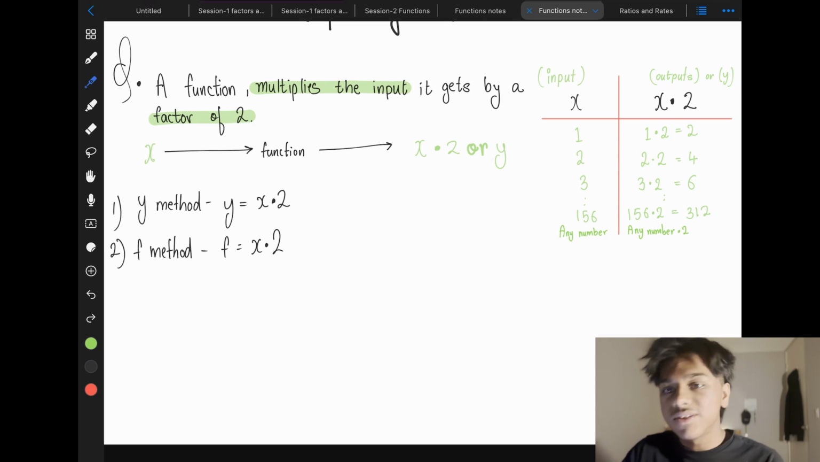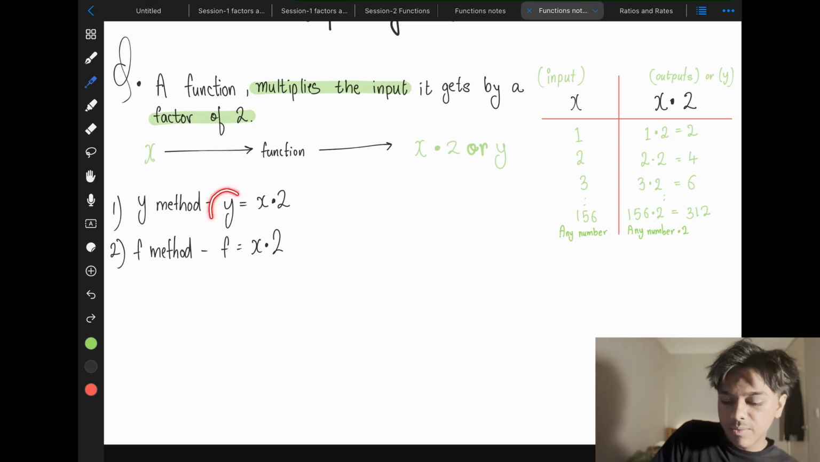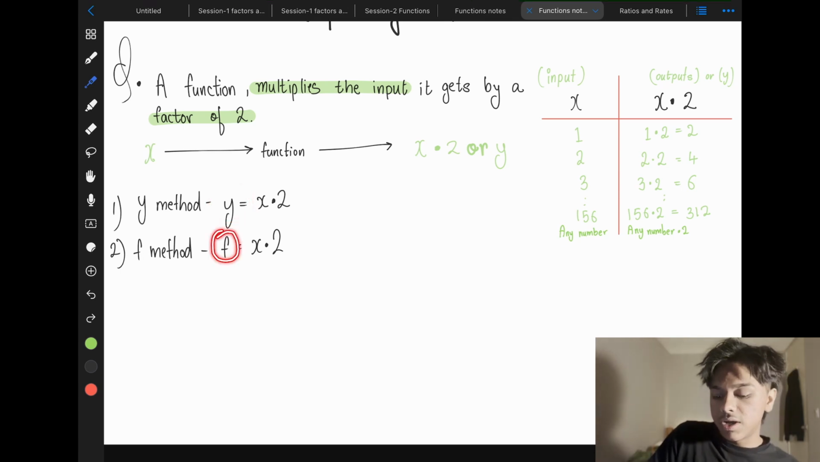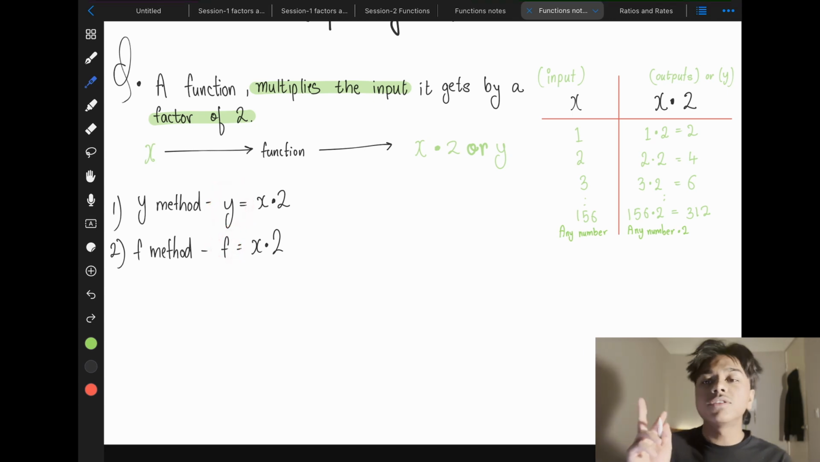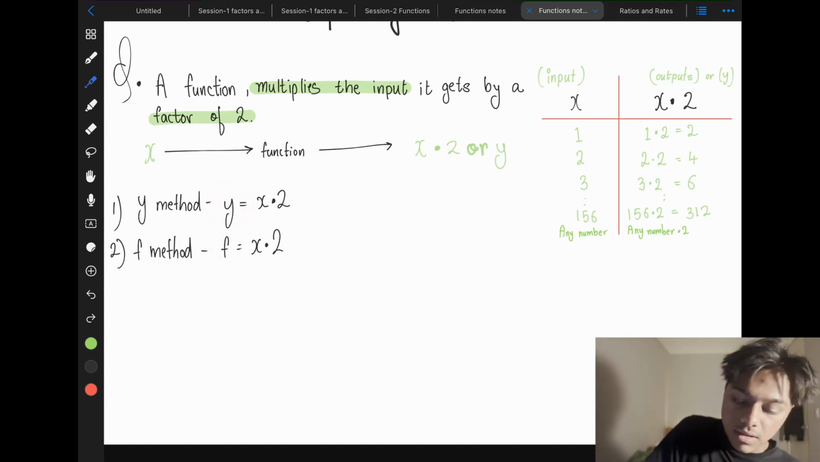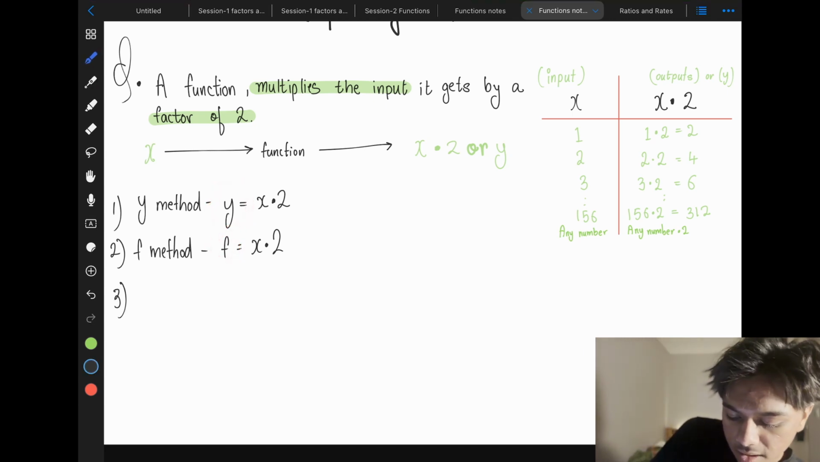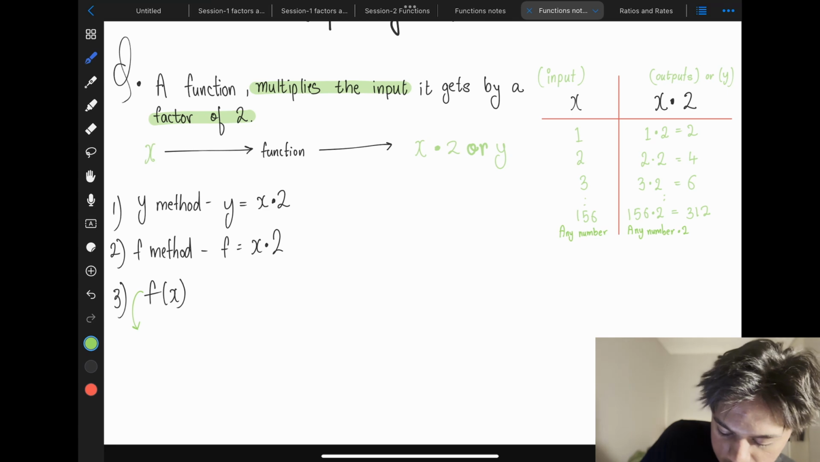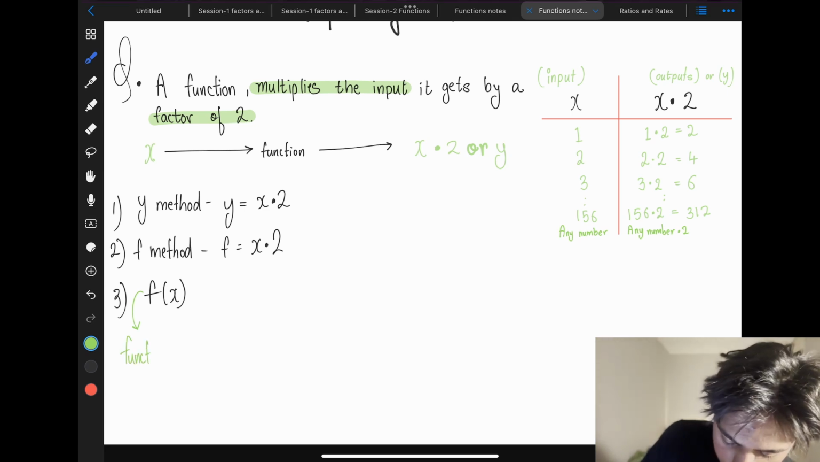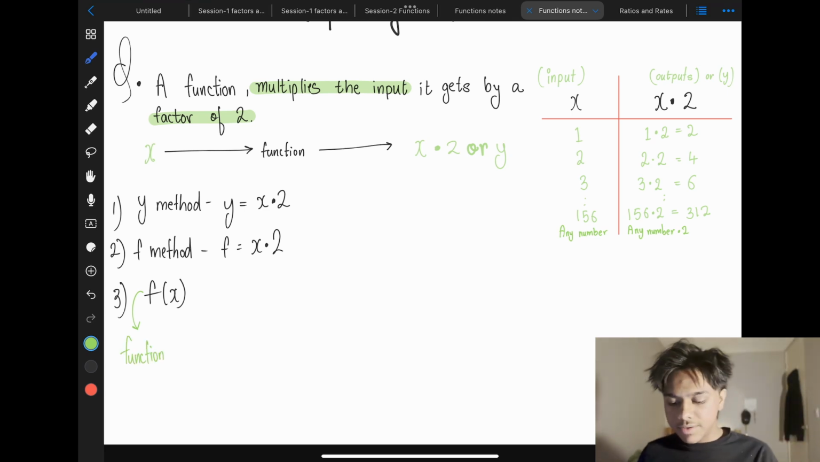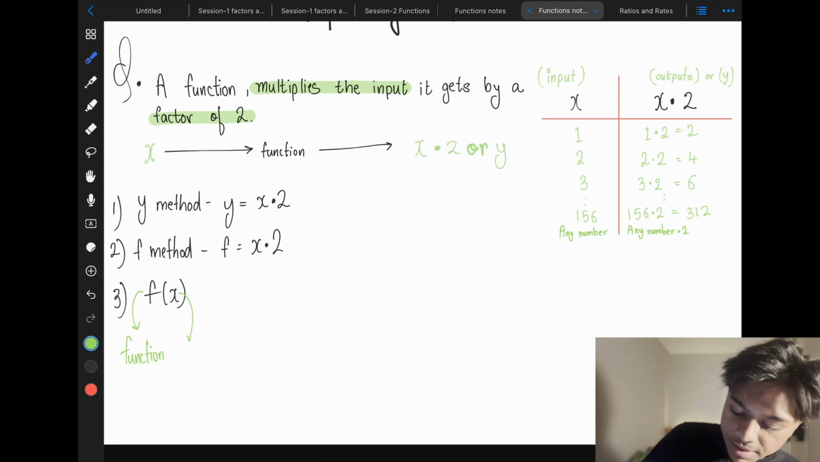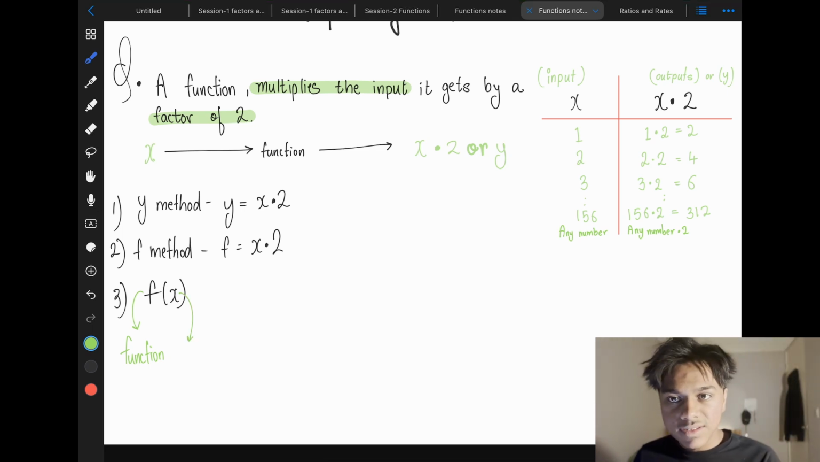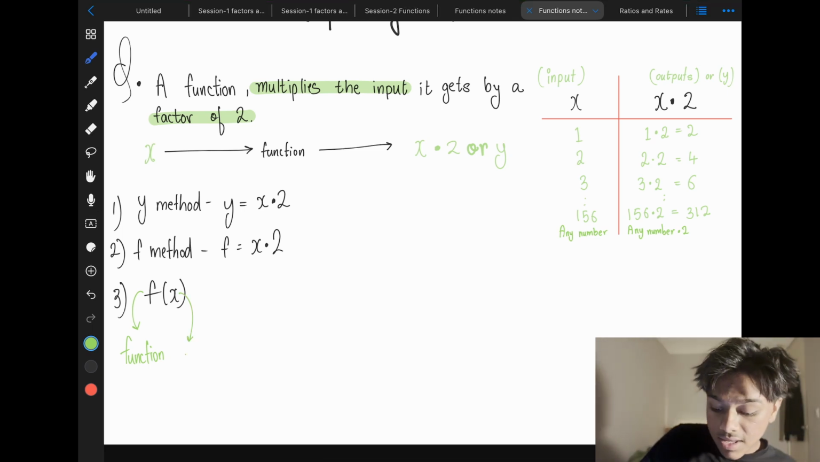Well, the third one is kind of special. Instead of using one variable, which you can see here in the case of y and f, it uses two variables. The method is the f(x) method. There's f and then you write x in the parentheses. The f stands for function. But whatever's inside the parentheses shows what the input of the function is.